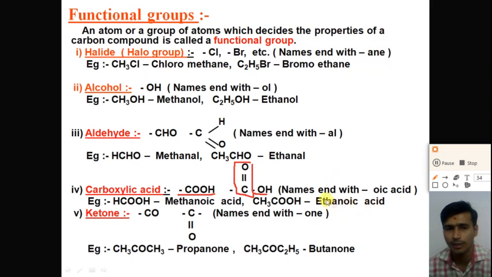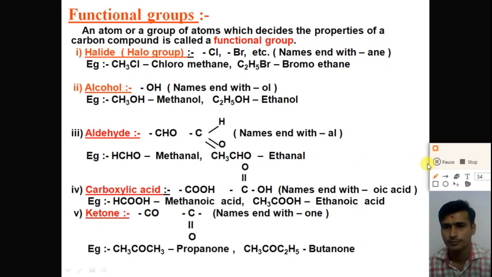So its name ends with "oic acid". If there is only one carbon atom, it is methanoic acid. Let us see the structure. Methanoic acid, so here in the methanoic acid there is only one carbon atom. So draw only one carbon atom, C. This carbon atom makes a covalent bond with the OH.